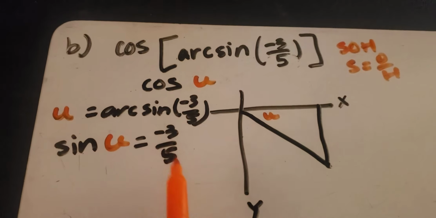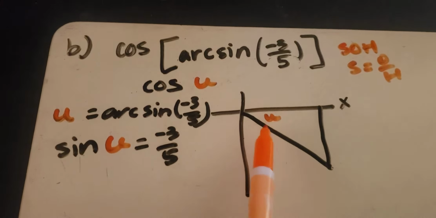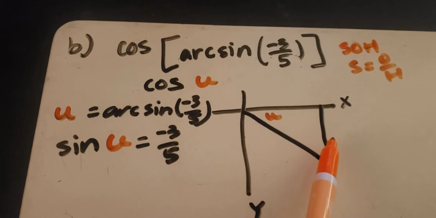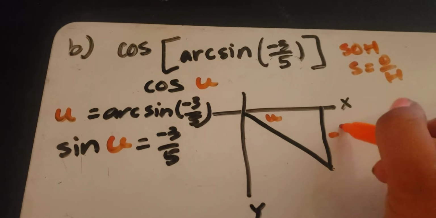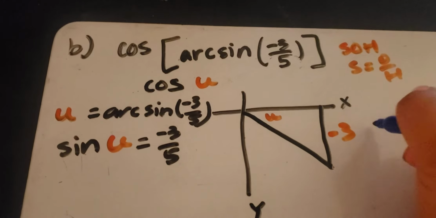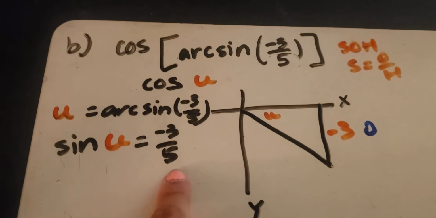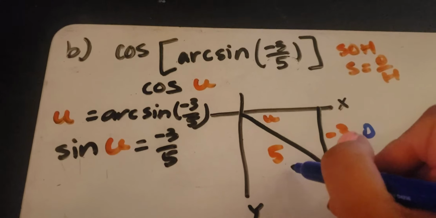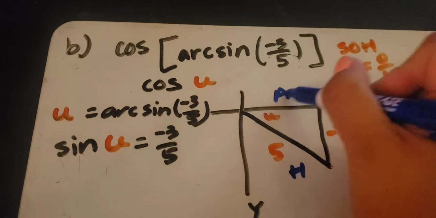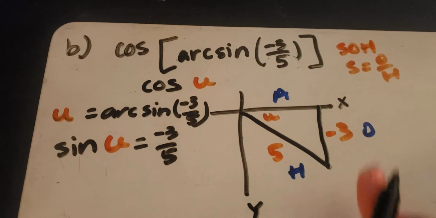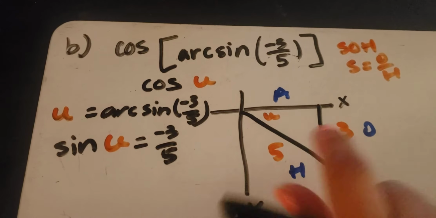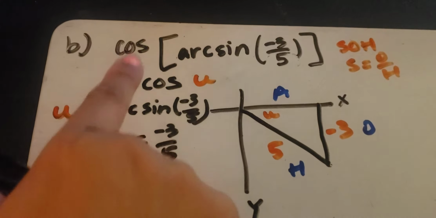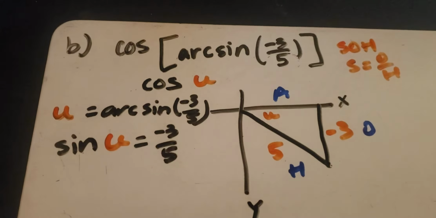So this is my angle right here. This is my angle of reference. And opposite of that would be here. That would be -3, and again, this is opposite. Then hypotenuse would be 5. What we're going to be solving for is the adjacent. Now that we have this triangle, we're going to solve for the adjacent. And you know you need the adjacent because cosine is CAH, which is adjacent over hypotenuse.